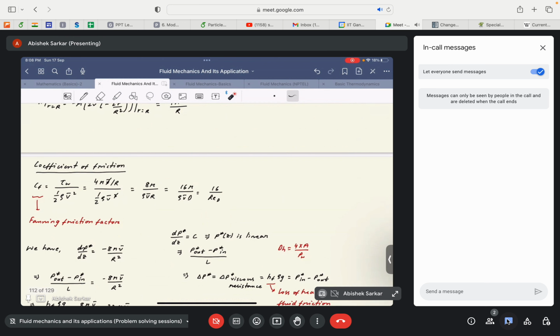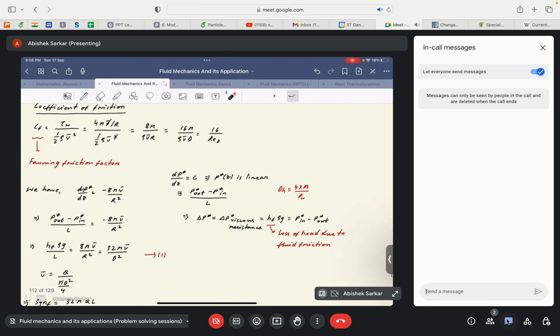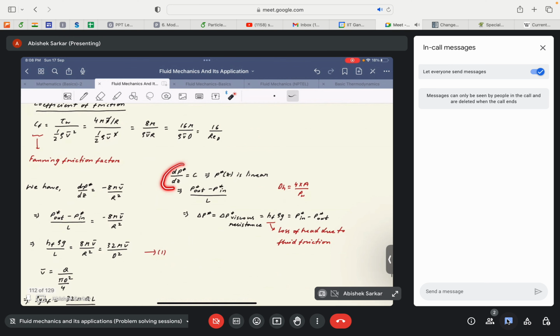Okay, the ratio of shear stress by the kinetic energy per unit volume. So we get that the fanning friction factor is equal to 16 by RAD, right? Again, we got from our previous analysis that dou p star by dou z should be equal to one constant, right? Because this was the right hand side of our equation, the left hand side should be equal to some constant, and we again found that constant indeed is equal to minus 8 mu v bar by r square.